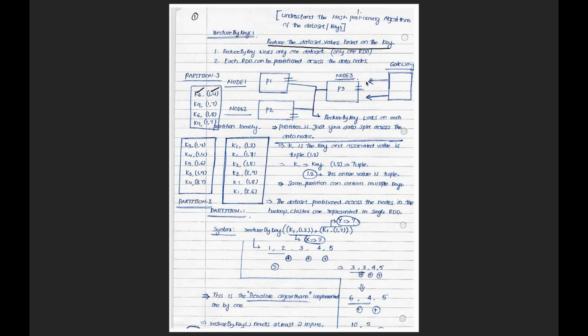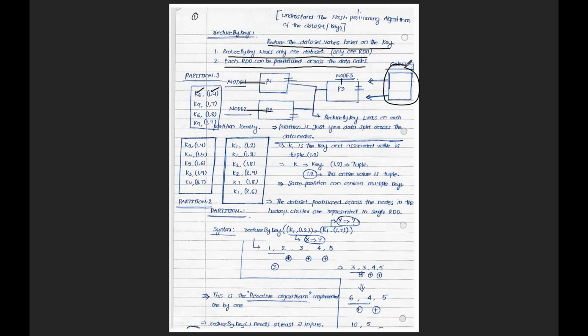Now, this is what reduceByKey is. Now you need to understand one thing here. ReduceByKey works only on one dataset, which is an RDD. RDD is a resilient distributed dataset. Each RDD can be partitioned across the data nodes. That's what I told you. This partition 1 will be on node 1, partition 2 will be on node 2, partition 3 will be on node 3, and you are accessing it from a gateway node.